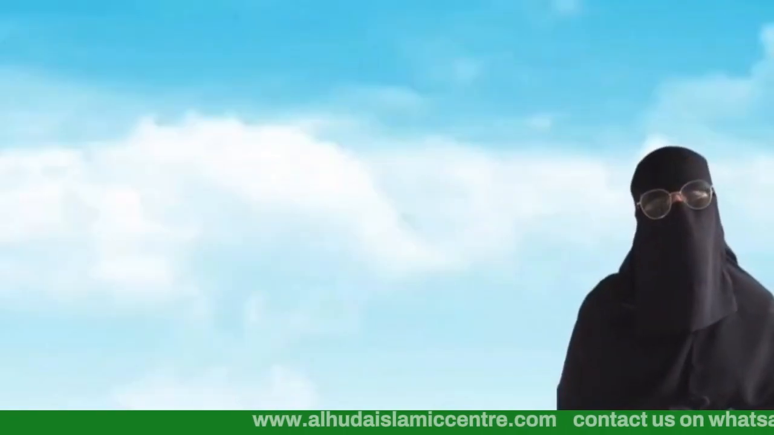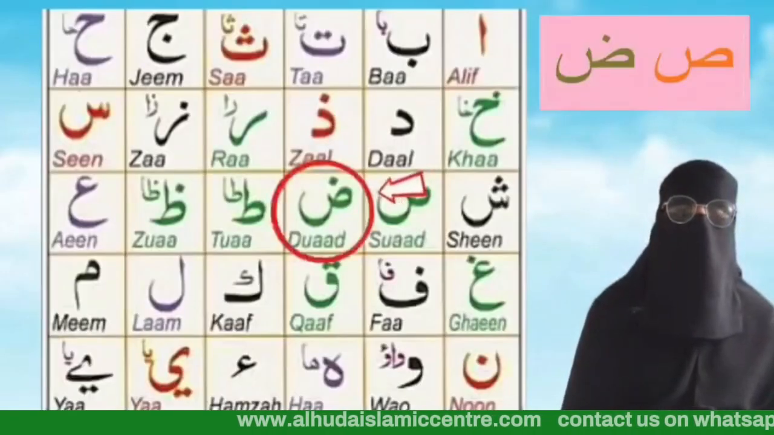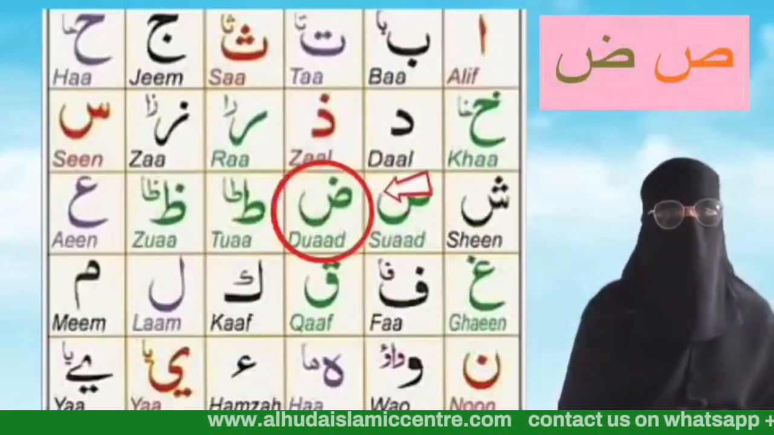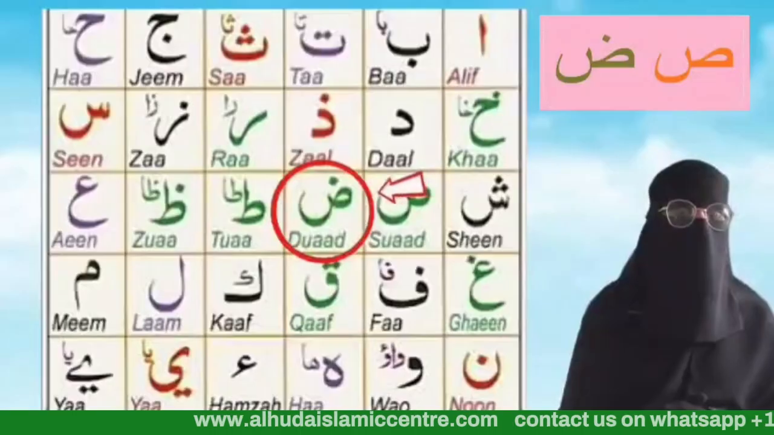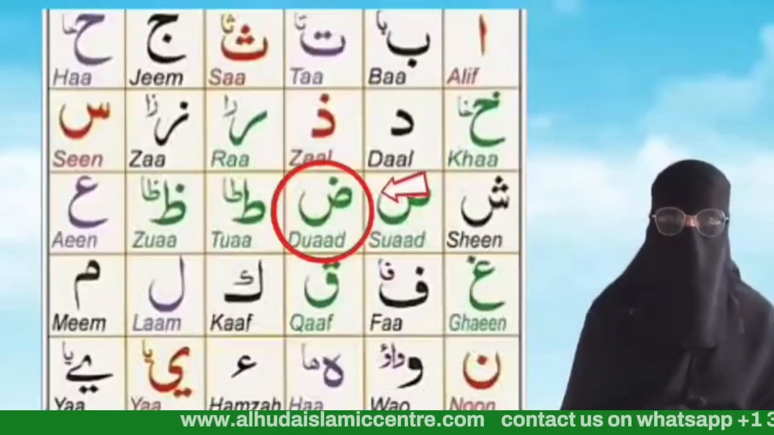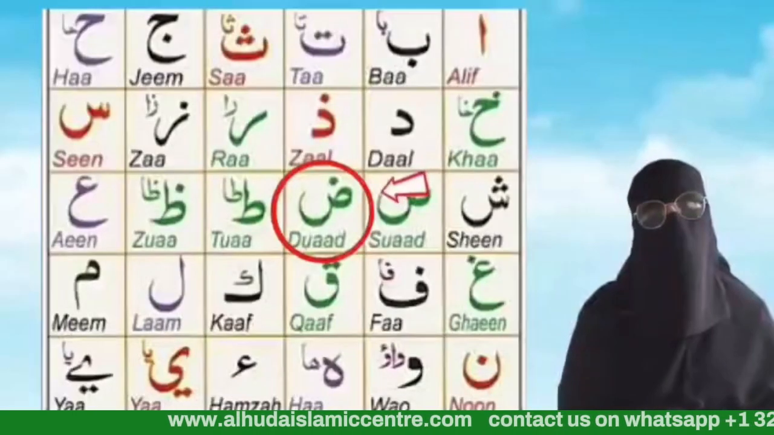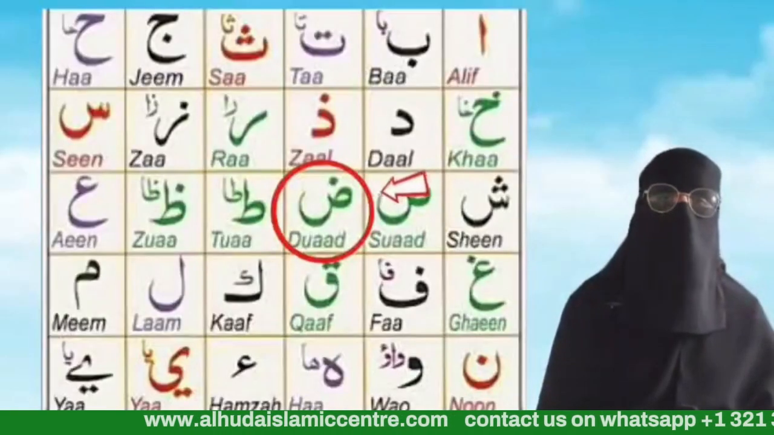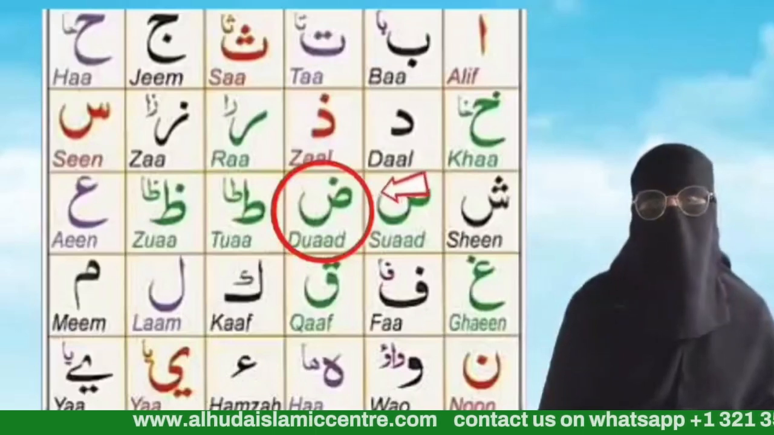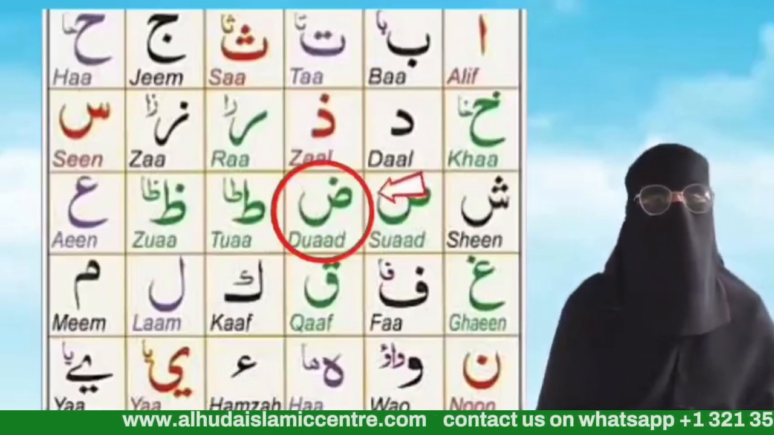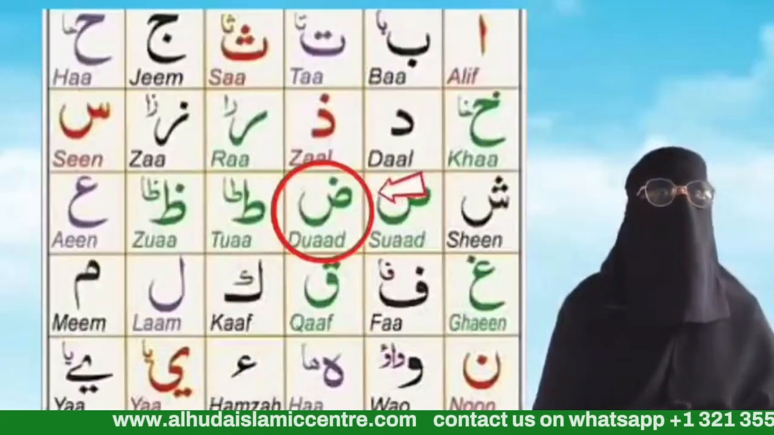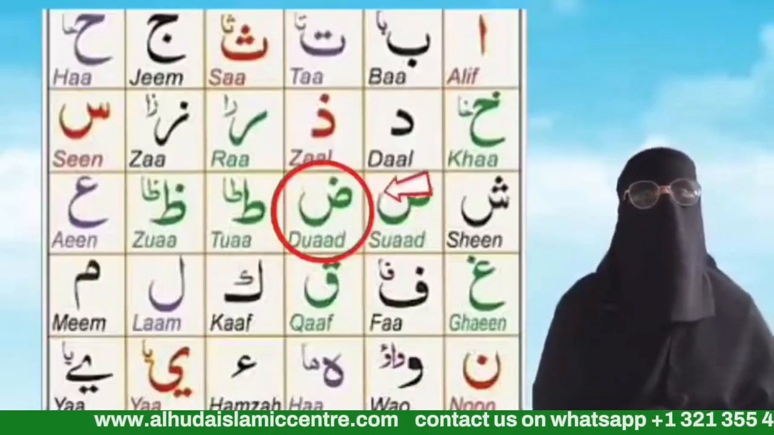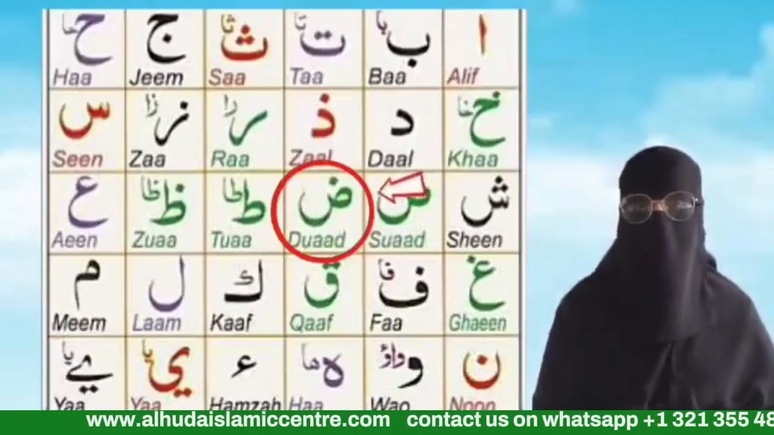Now the next letter is from the family of Suad. It has exactly the same shape as Suad but with one dot above it. The name of this letter is Dhad. The sound of Dhad doesn't resemble any letter in the English alphabet, but we can say that it has a little bit of a D-like sound but deeper. If we talk about the point of emission, then this letter has two points of emission and it's allowed to read any one of them. But the easiest one is to touch the side of your tongue with the upper molars.